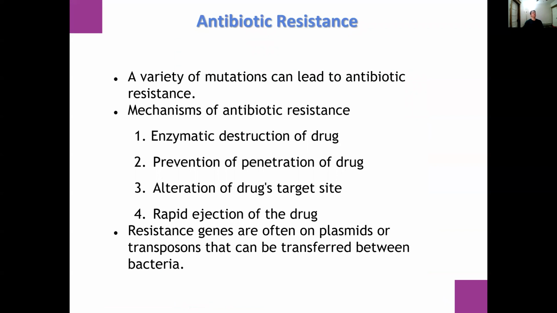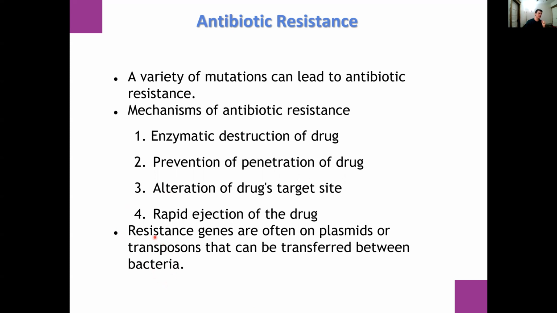Now moving on to what is a major concern currently, and that's antibiotic resistance. So a variety of mutations can lead to antibiotic resistance. And as I mentioned, this is one of the major threats that is currently facing the human race. So what are the mechanisms of antibiotic resistance? You can either have the enzymatic destruction of the drug, where the microbe will simply produce enzymes that can destroy the drug. The microbe can also be altered to become resistant to penetration by the drug. They can also change their target sites, so the drug is not able to find and bind to them anymore.